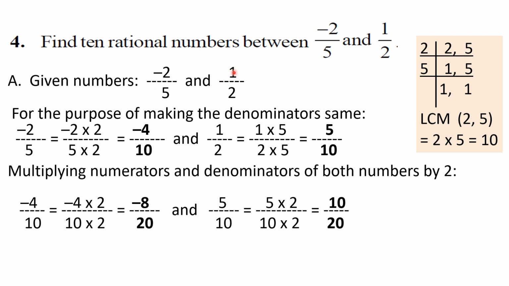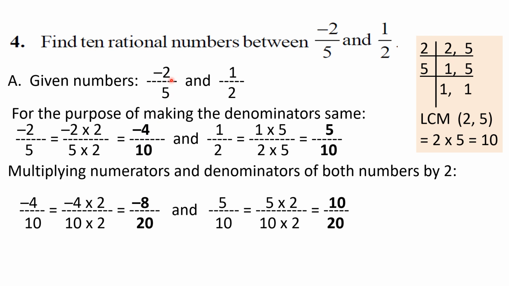Now take the second number, its denominator is 2. Again, mentally divide the LCM by the denominator of the second number. So it is 10 upon 2. So what do you get? 2 fives are 10. Your quotient is 5. Now multiply and divide this number by 5. So 1 into 5, 2 into 5. So what do you get? 5 upon 10.